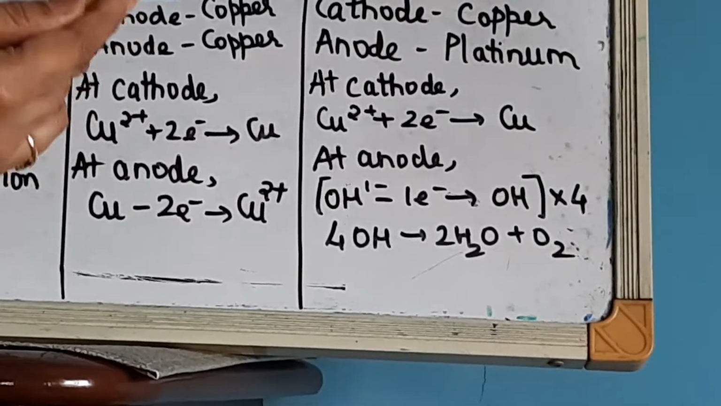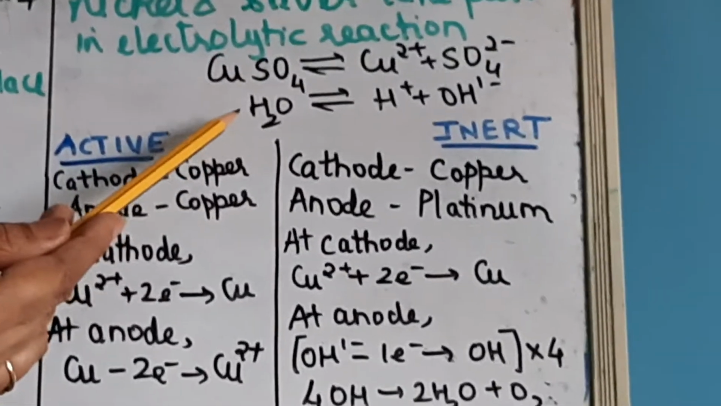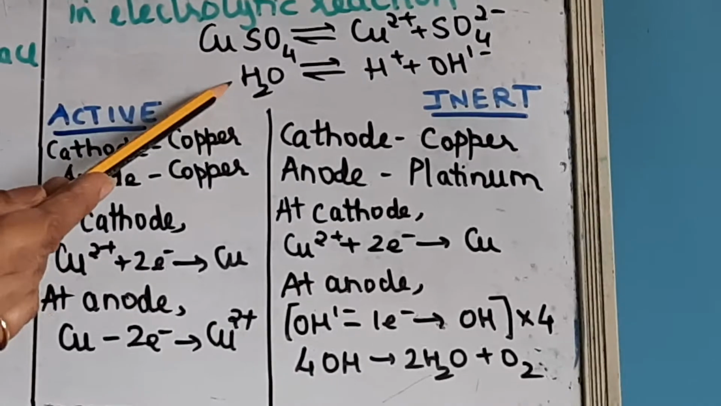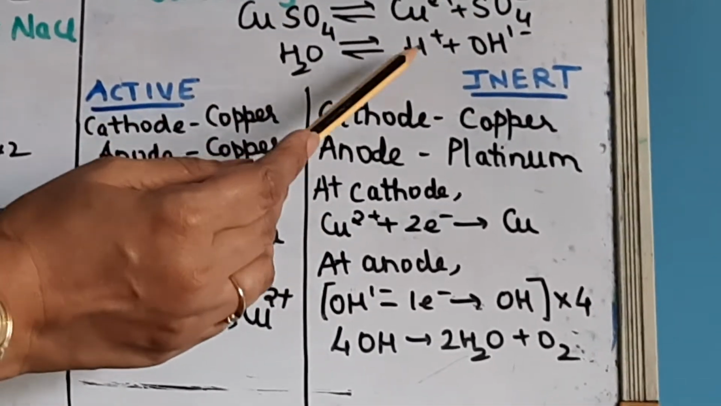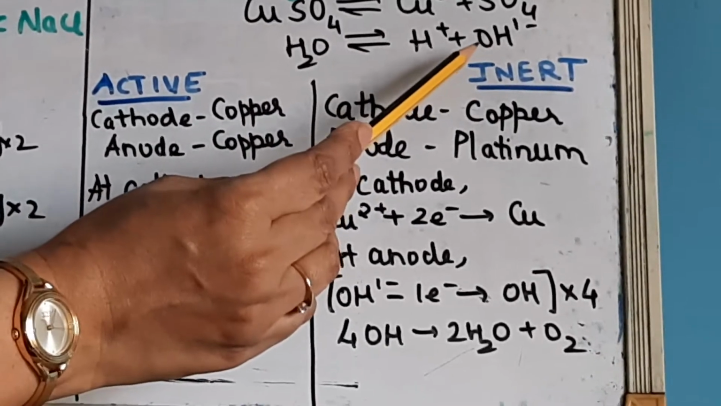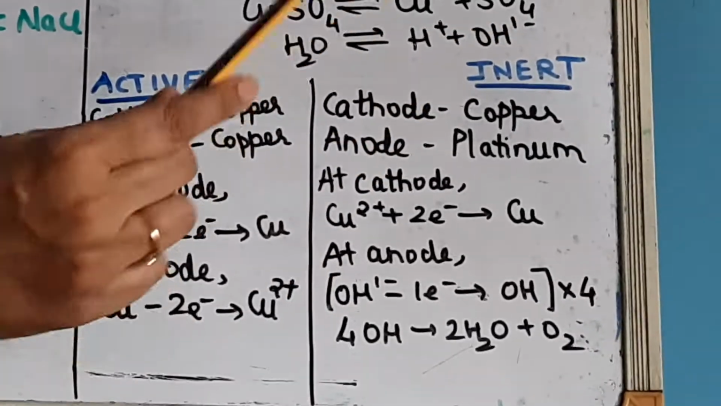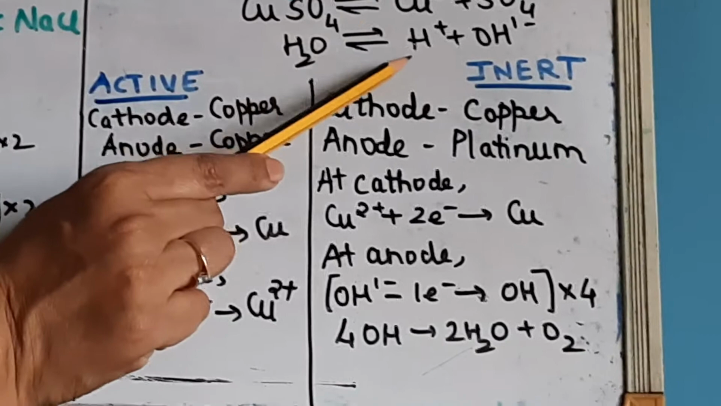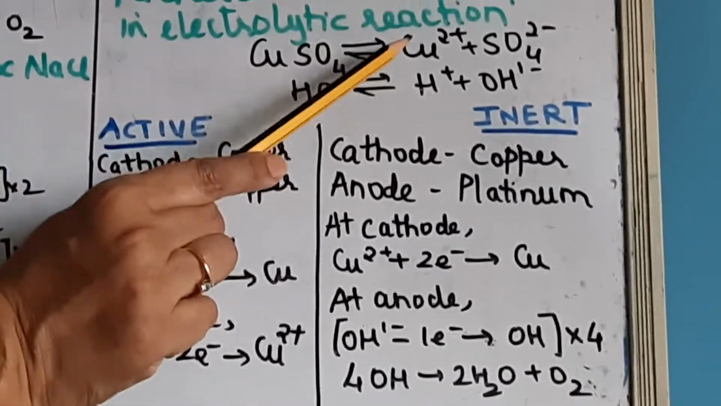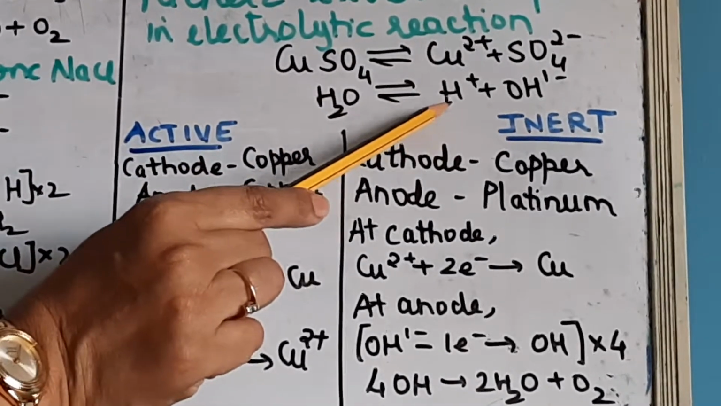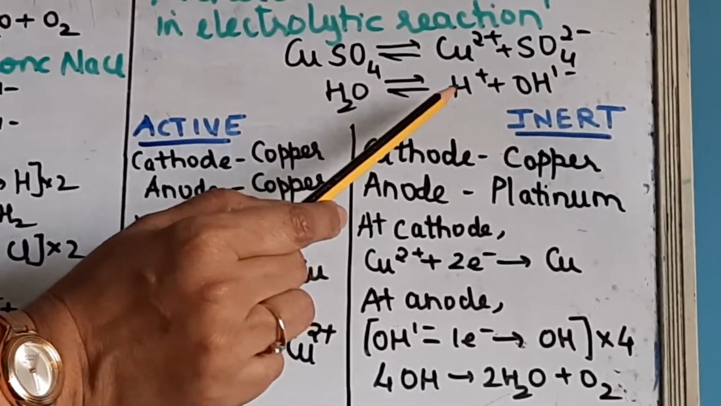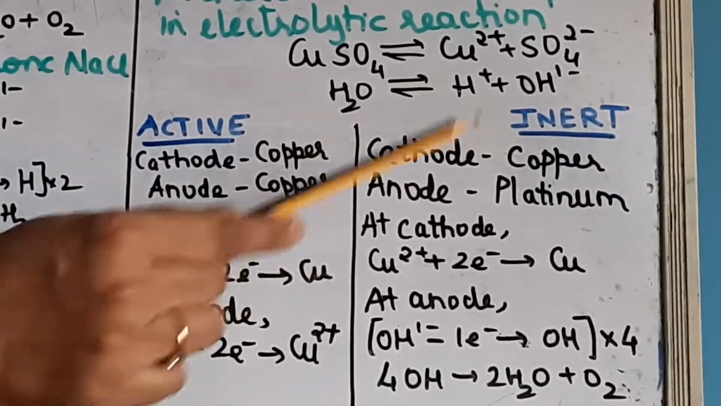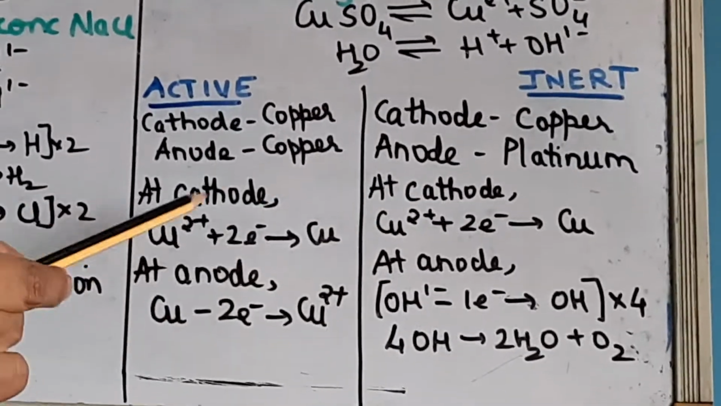You will pass electric current, so these reactions will be the same. Dissociation of aqueous copper sulfate to form copper ions and sulfate ions. Water will form hydrogen ions and hydroxyl ions. Now the cations will migrate to the cathode, right? Both copper ions and H plus ions are going to migrate to the cathode, and which is going to get preferentially discharged? Copper only. Correct. So at cathode, same reaction, no change.